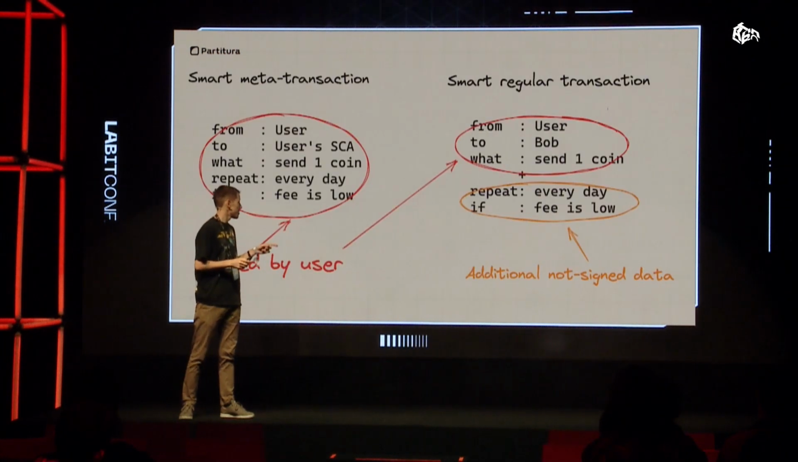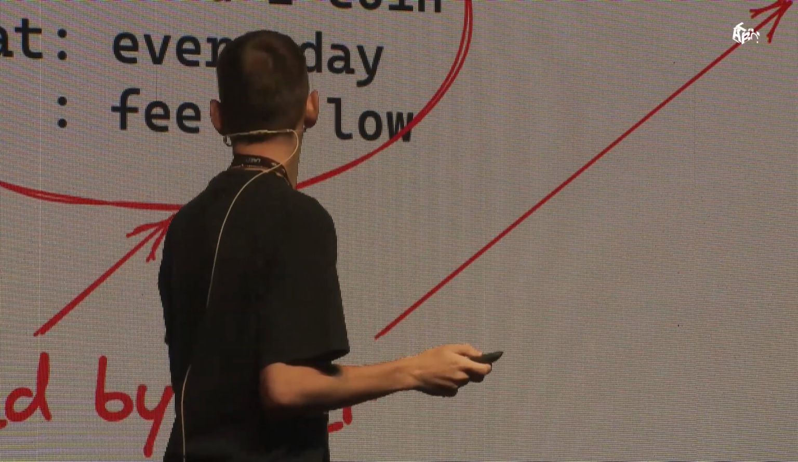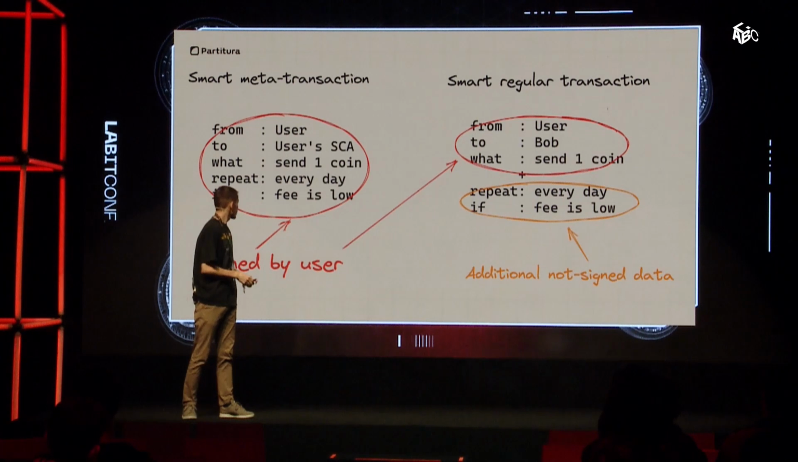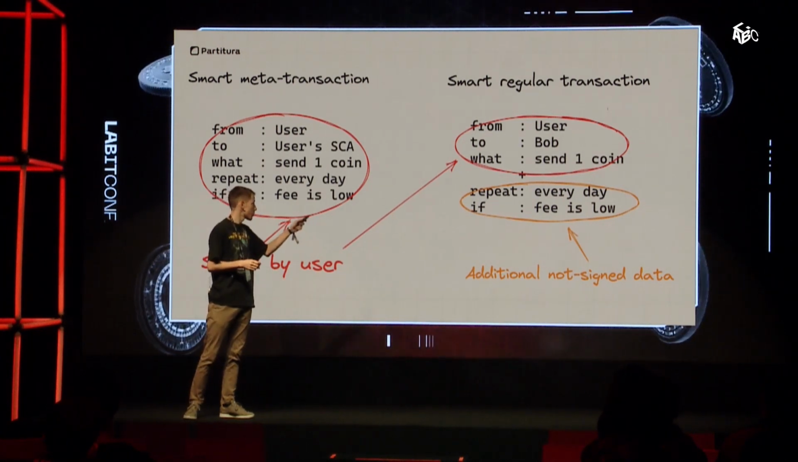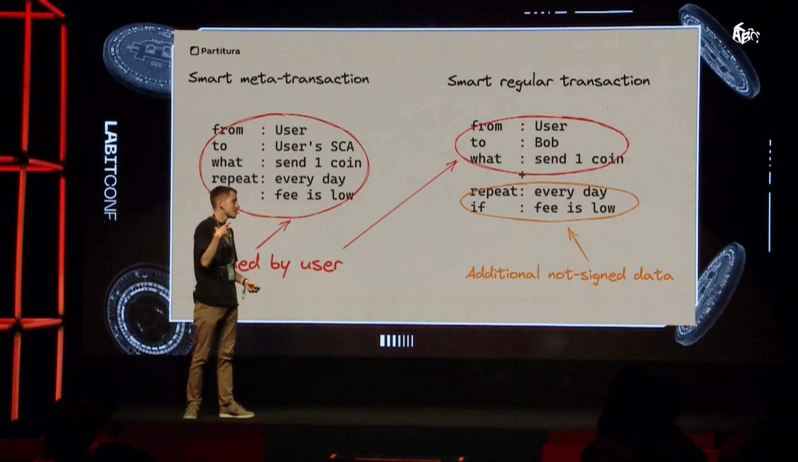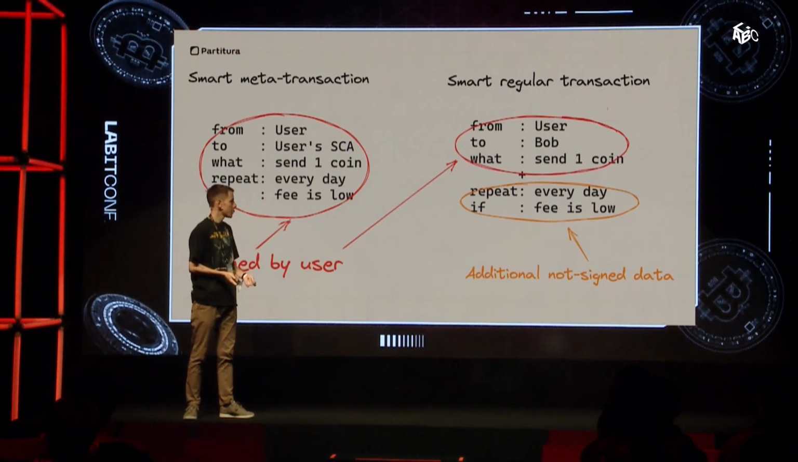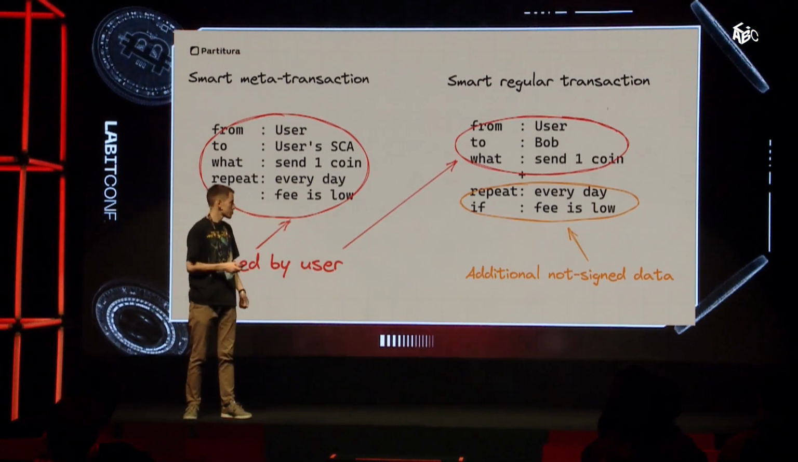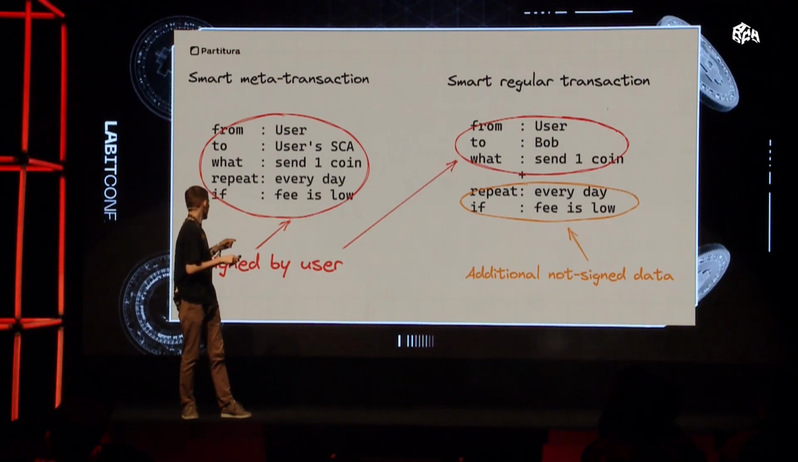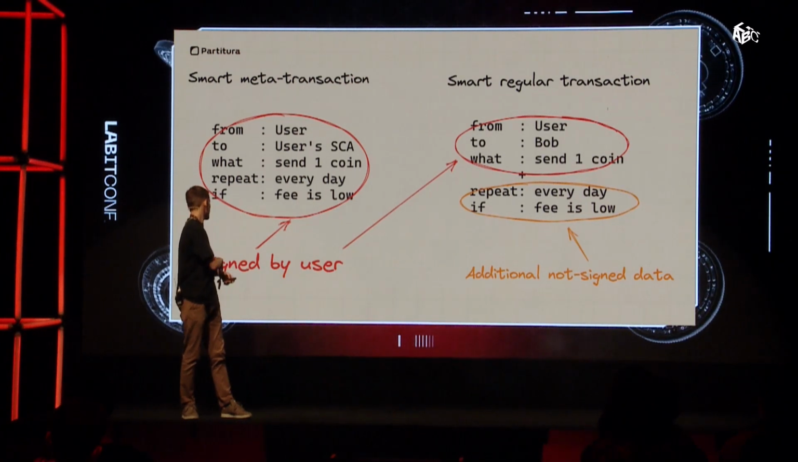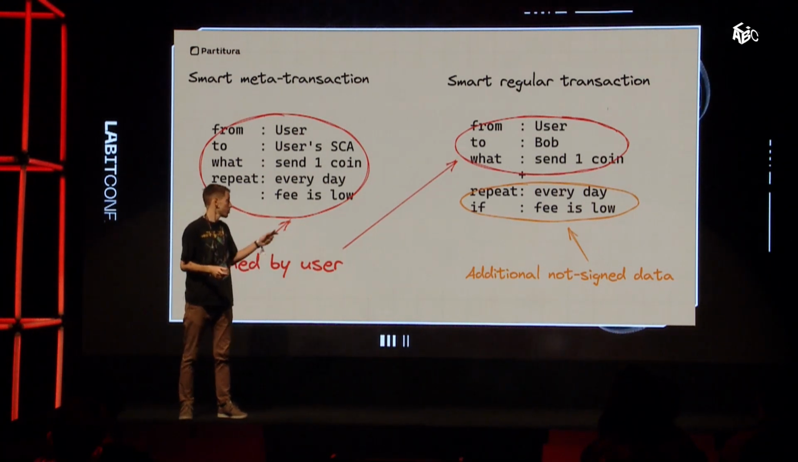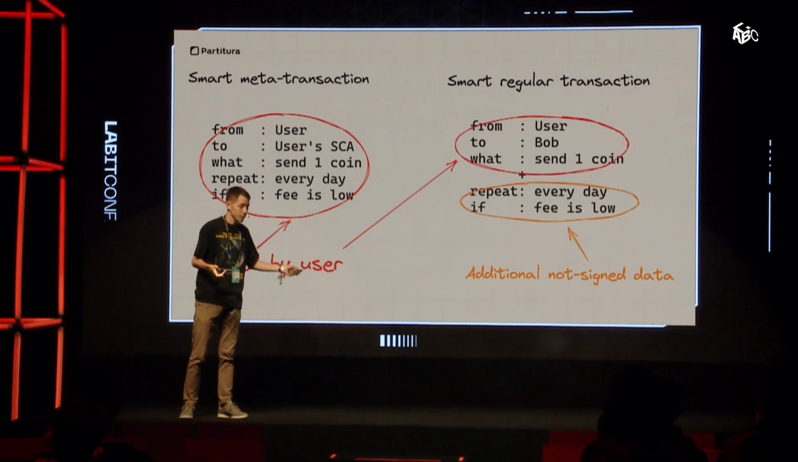But there is a difference between a regular smart transaction and a smart meta transaction. In the case of the regular transaction, users sign only the regular transaction, which is from, to, and what, and the additional information is not signed. The fact is that we can't prove that the user really wanted it because it's not included in the whole transaction. But in the case of the meta transaction, users sign everything, so we can't manipulate it. For example, we could repeat it not every day, but every hour, every minute. But in the case of the node, on the regular smart transaction, we can do it.